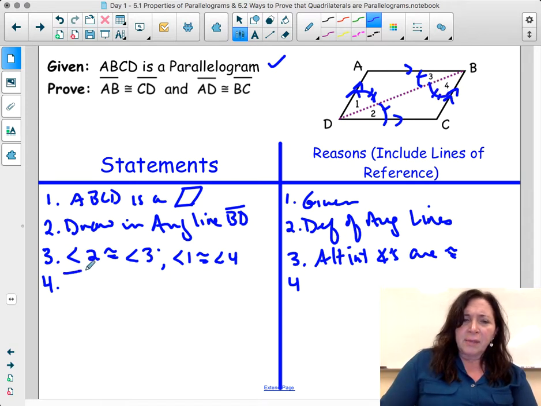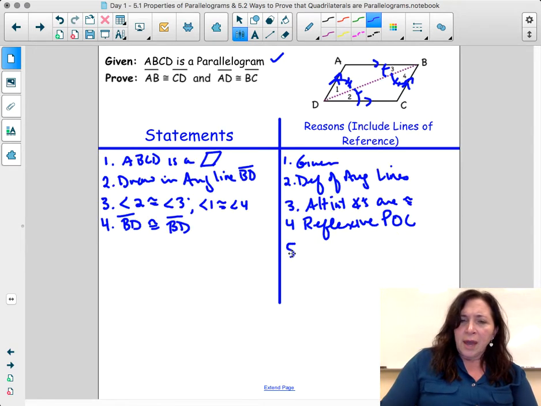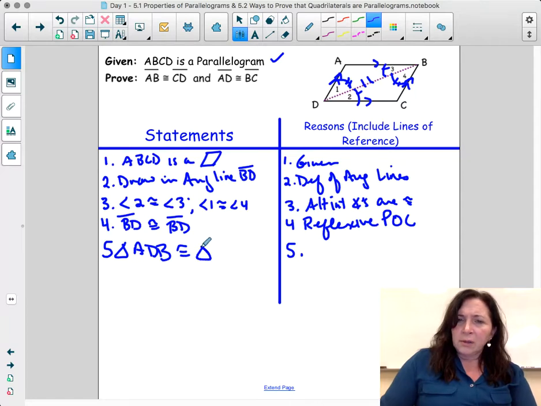Okay. Number 4, once the alternate interior angles are congruent, we've got both of these are congruent to there. I think I'm going to say that BD is congruent to itself. And that would be the reflexive property of congruence. So I'll call that a POC. We know that these 2 triangles are now congruent by angle side angle. So I'm going to say triangle ADB is congruent to triangle CBD. Make sure you be careful how you say those because they have to be in the right order. They have to be corresponding.